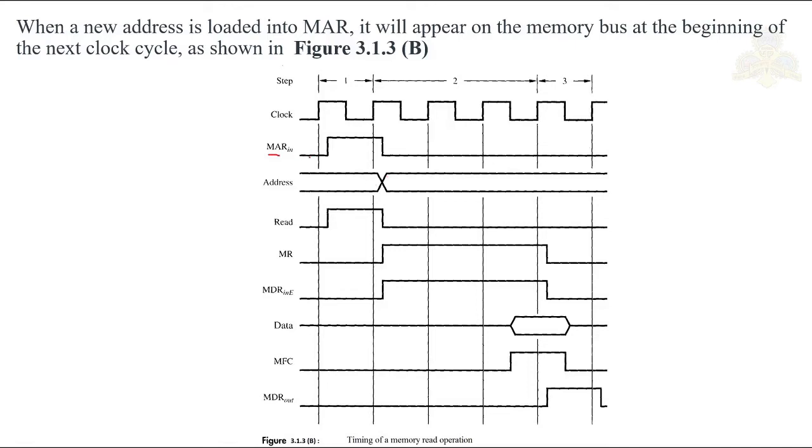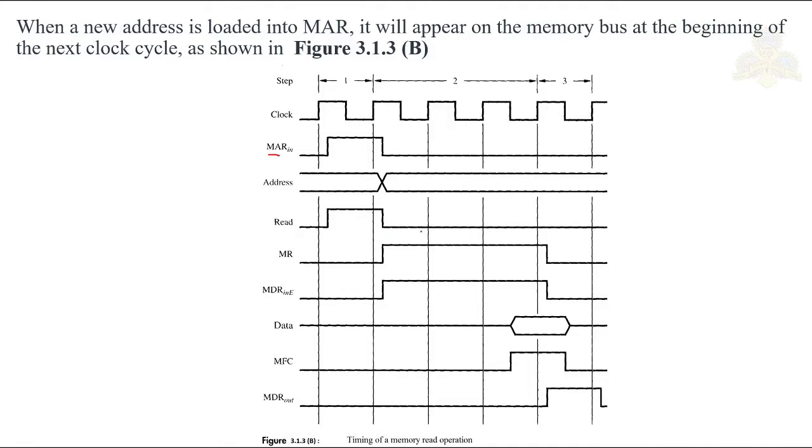That means here MAR in is active all the time. Whenever you place some address in this MAR, it would be readily available in the address lines of that bus. Then a read signal is initiated. Who will give the read signal? The processor, it gives the read signal.